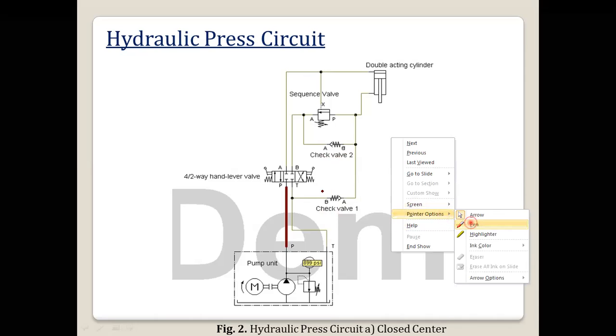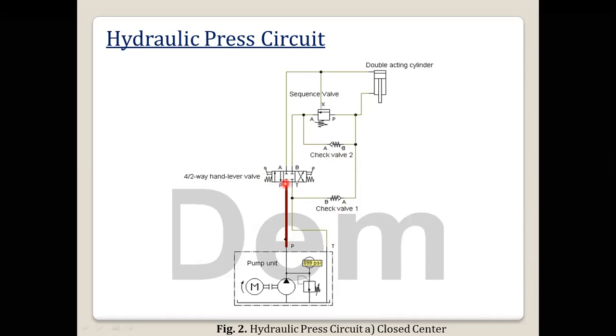Then here we can see, this is in the closed center. What will happen? Oil from the pump will go, so the P port is blocked. That means the pressure relief valve will open. So you can see here the open position of the pressure relief valve, and oil will flow to the tank.